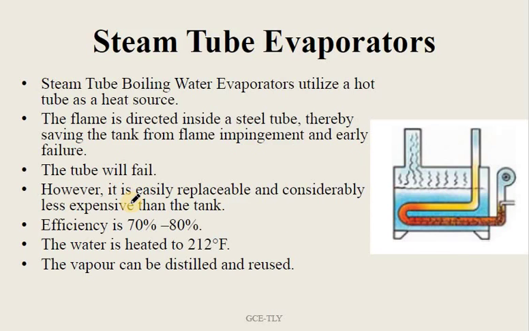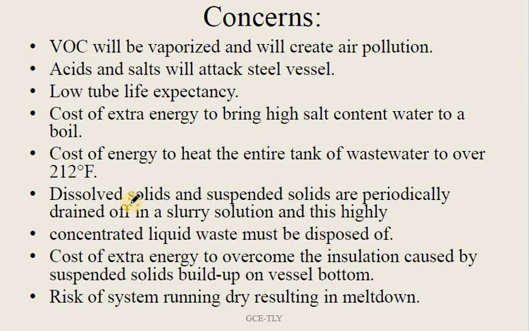Next is steam tube evaporators. Here steam tube evaporators use a hot tube as a heat source. So the flame is directed inside the tube, and as a result it heats the wastewater. So here the problem is that the tube might fail. However, this may be easily replaceable compared to the other methods where replacing the tank is required. Here efficiency is 70 to 80%. The water is heated to 212 degrees Fahrenheit. The vapor can be distilled and reused. Concerns are the same as the previous case. Here low tube life expectancy is there because we fire a flame inside the pipe.